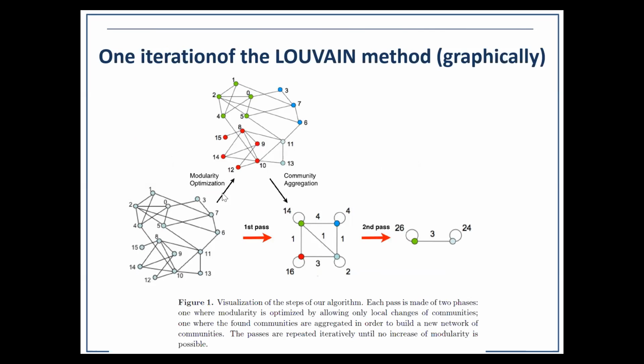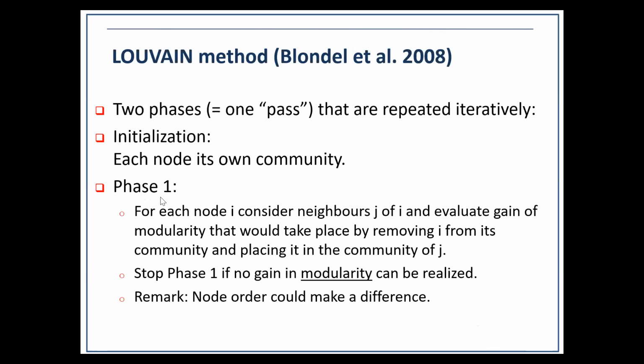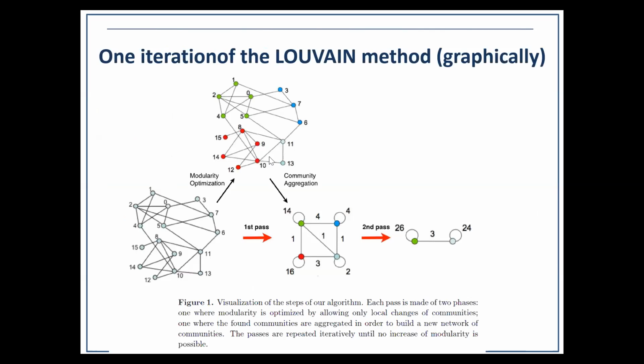In the first step, we do modularity optimization. That was phase 1. So each node is put together with another node in order to maximize modularity. And that provides, in the first pass, this network. We have the same network as before, but now we identify communities indicated by color. So there is the red community, the green community, the blue and the light blue community.